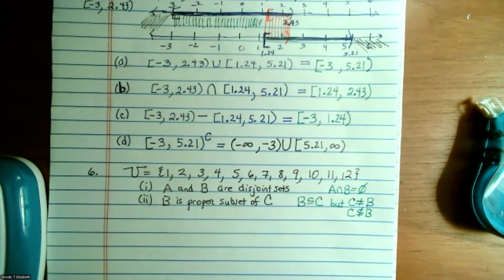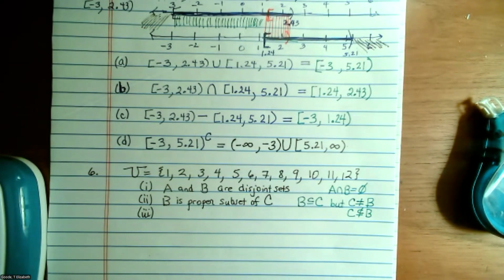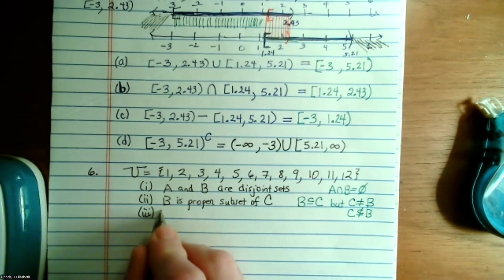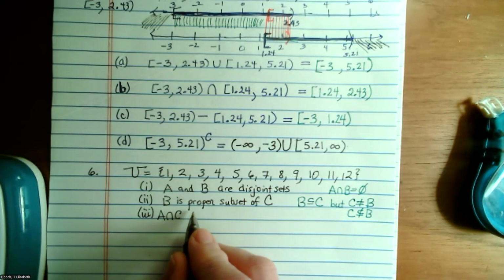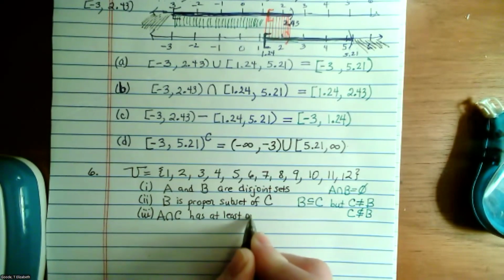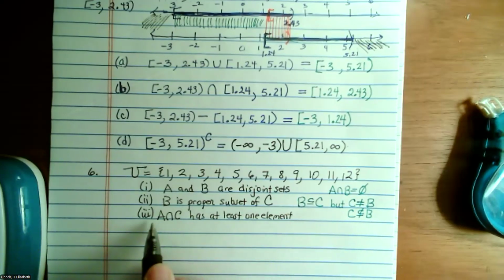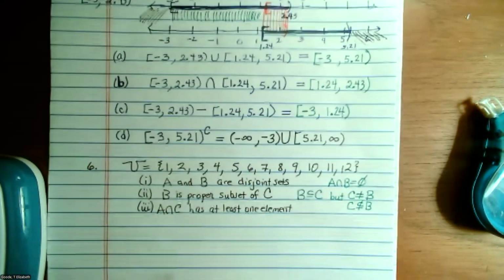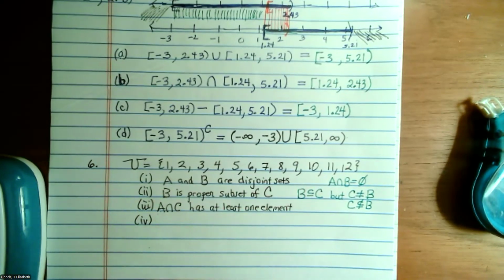What's the next property? A intersects C, at least one element. So when we build them, we'll have to check to make sure that we have some overlap between A and C. We can draw a picture and make it easier for ourselves in a minute. We can draw like a little Venn diagram.